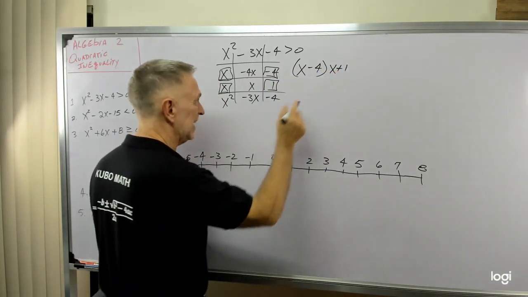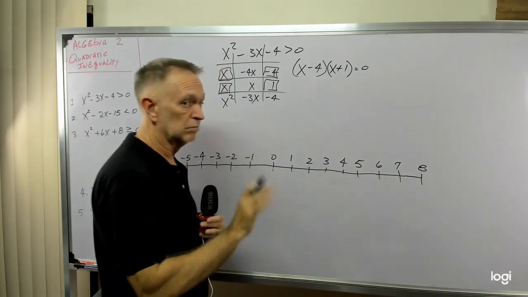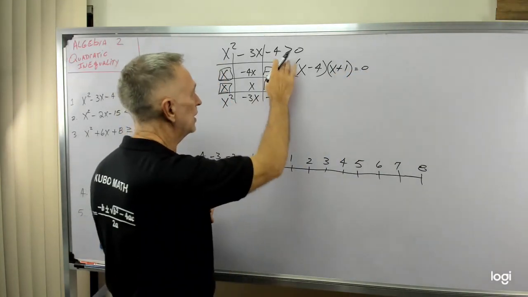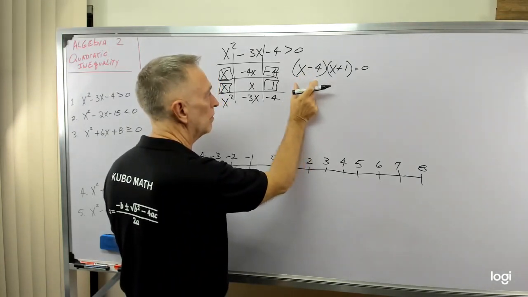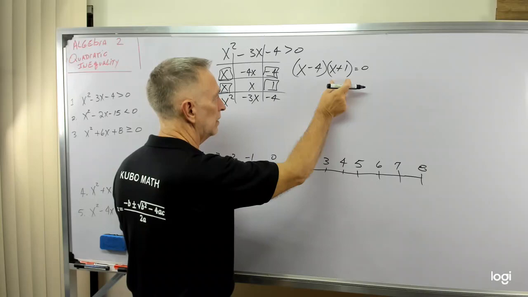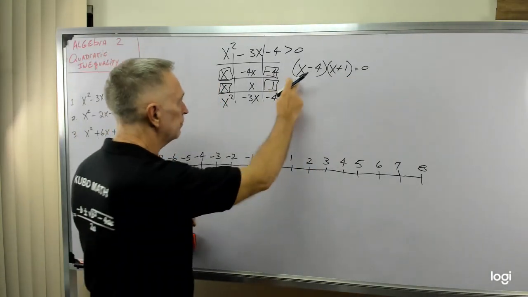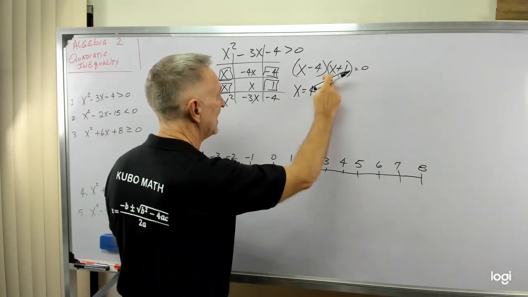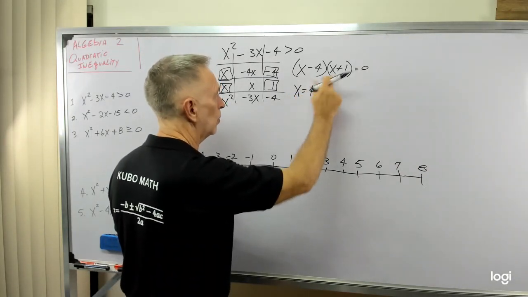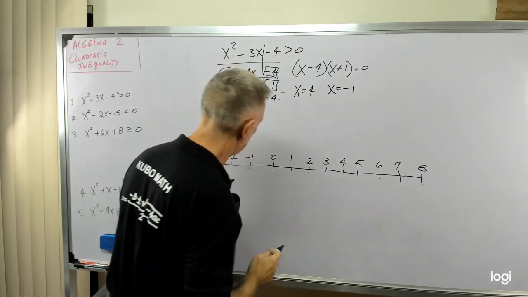We're going to say for the moment that it equals 0. In a moment we'll change it back. So this needs to be solved to equal 0, and then this needs to be solved to equal 0. So 4 minus 4 would be 0, so x equals 4. Negative 1 plus 1 equals 0, so x equals negative 1.